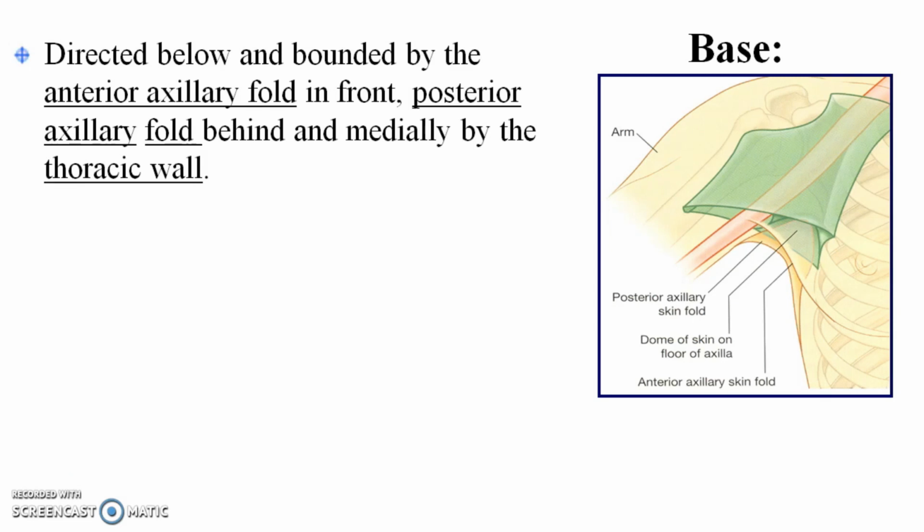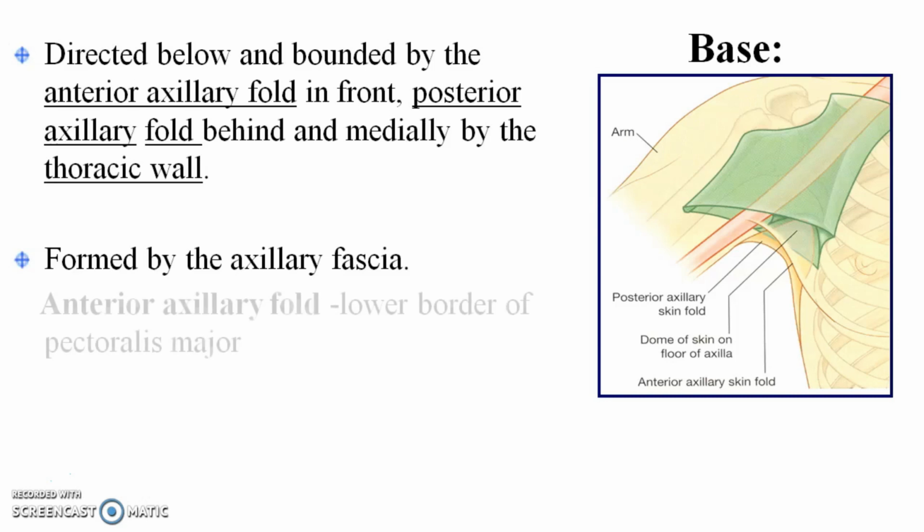The base of the axilla is directed downwards and is again bounded in three ways, that is anterior, posterior and medial aspect, same as the apex of the axilla. Anteriorly it is bounded by a fold called the anterior axillary fold. Posteriorly it is bounded by another fold called the posterior axillary fold, and medially it is bounded by the thoracic wall, that is nothing but the lateral thoracic wall. An important feature is that it is mainly formed by the axillary fascia. The base of the axilla is formed by the axillary fascia.